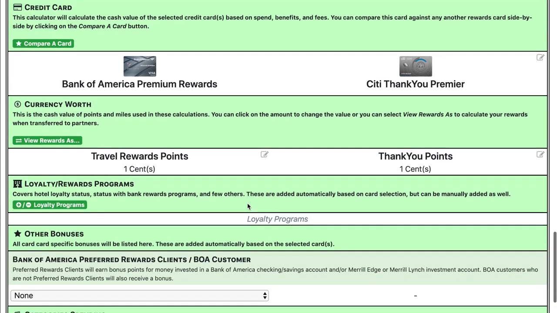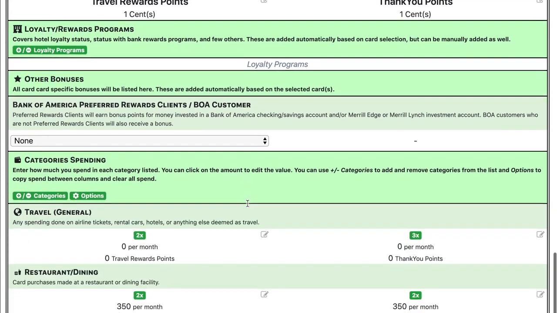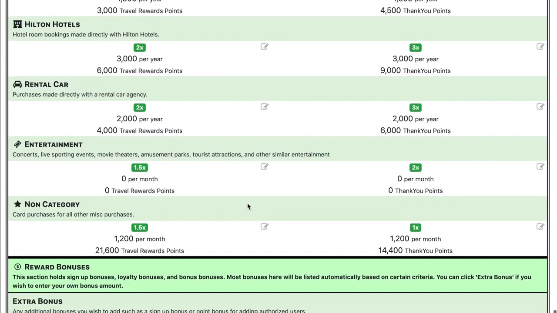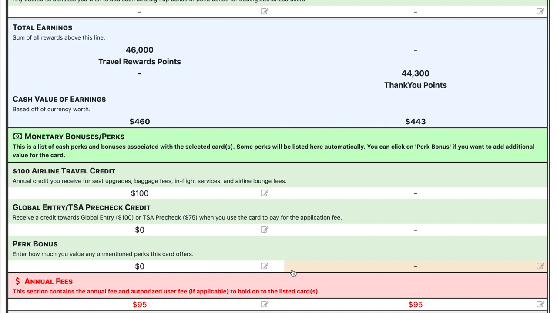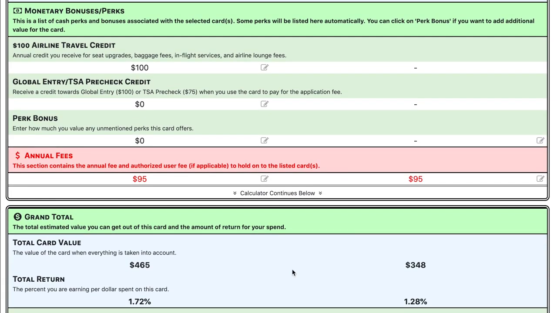So when they are worth 1 cent each and they're on an even playing field, obviously that's going to give you a lower value. It was barely beating the premium card to begin with. So you're looking at 443, and then once the fee is factored in the second year, you're looking at a terrible return of 1.28%, which is pretty bad.